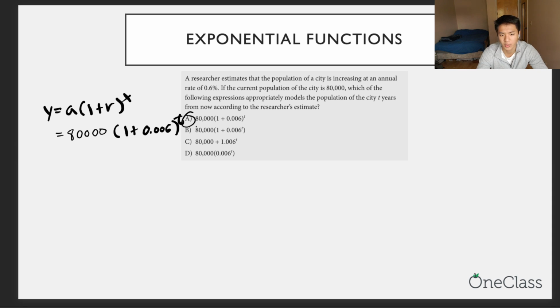And so we can take a look at the other answer choices. We said here, but exponent's in the wrong place. For this one, they multiplied out the 80,000 into the parentheses, even though the exponent is raised to both of these, so that's not allowed. And then we have 80,000 times 0.006 t, where we just forget the 1 for some reason, right? So again, these are all things that we want to be on the lookout for.